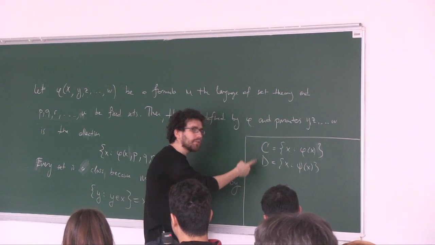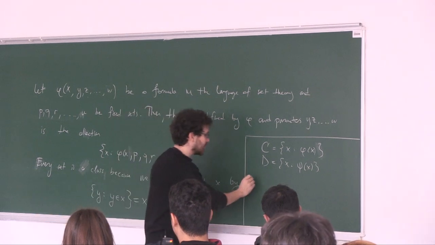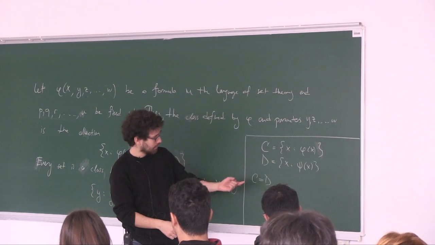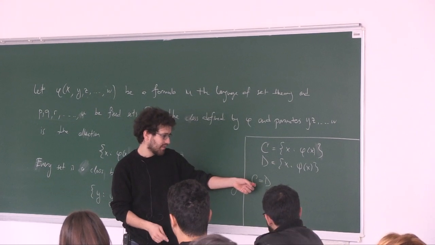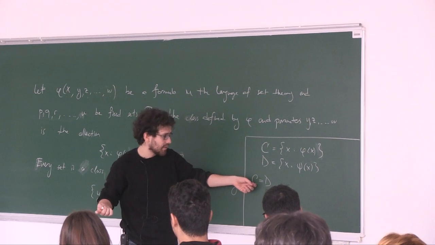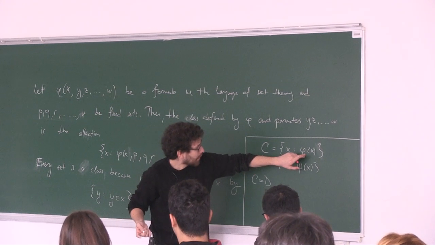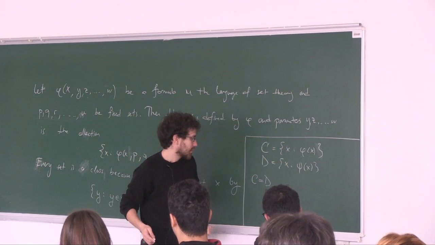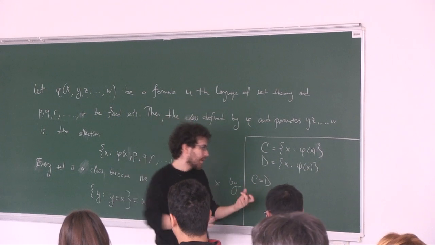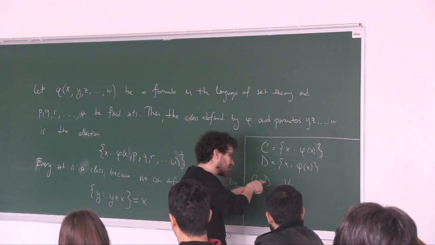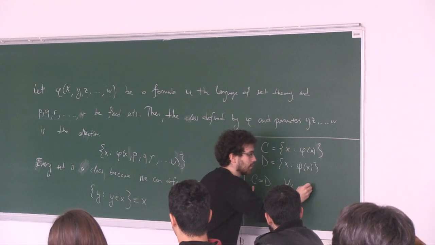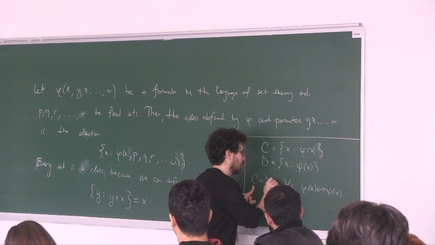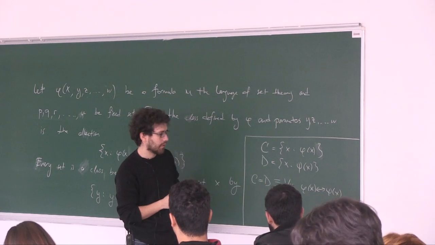How can I state that these two classes are, for example, the same? How can I say this in my axiomatic system? Well, I can't refer to these in my axiomatic system because these are classes, not necessarily sets. But these are defined by these formulas, which I can write down in my axiomatic system. So saying something like this is the same as saying the following. For all x, this property holds if and only if this property holds. So these two things are equivalent.